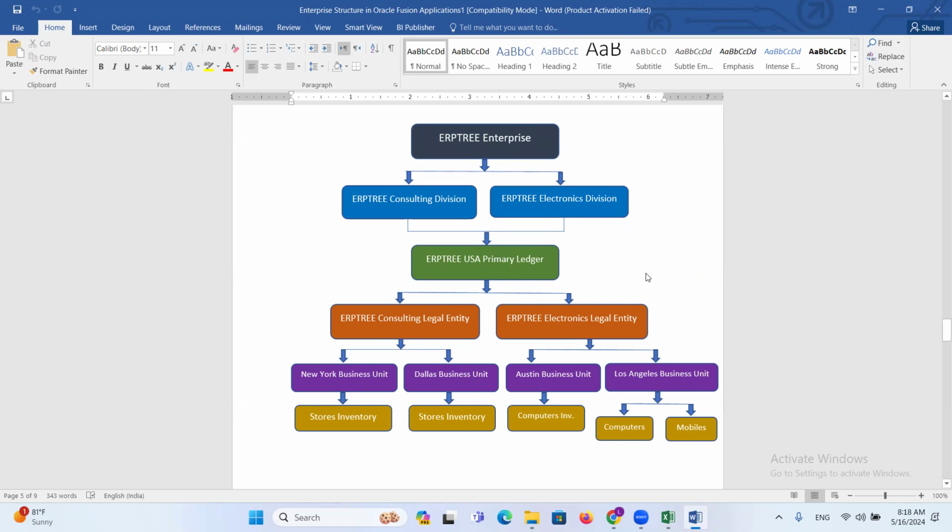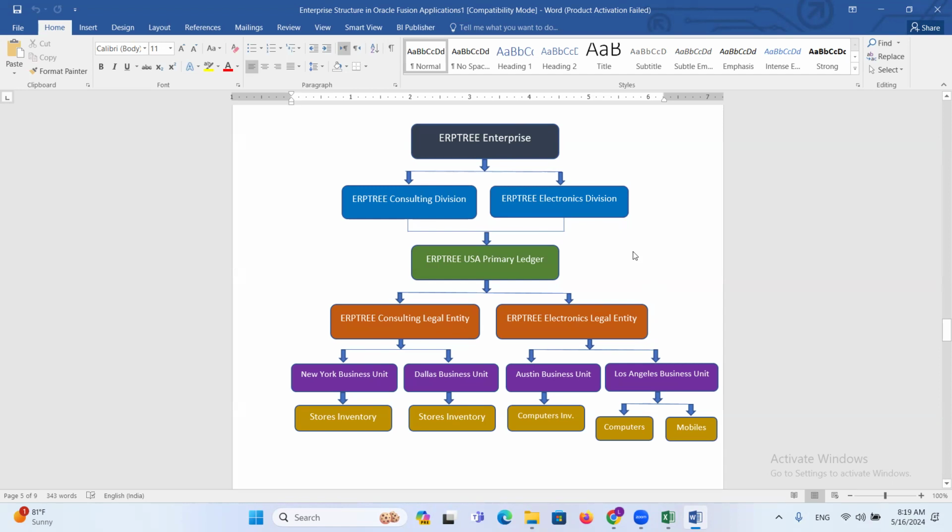So take the example where the client is operating the business in the US. We have only one primary ledger, since they are operating the business in one country. Say they are into two different businesses: one is consulting, the other is electronics. Since they have two businesses, they may opt for two divisions also: a consulting division and an electronics division. Say they have a separate registration for each business, so for two registrations, two legal entities: a consulting legal entity and an electronics legal entity.